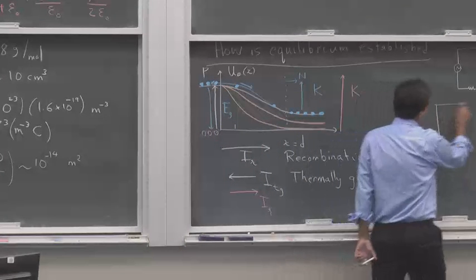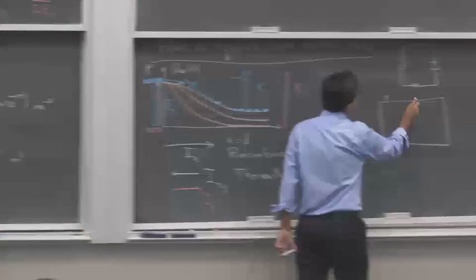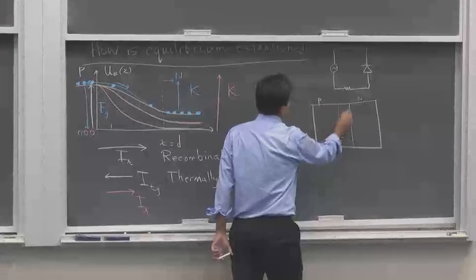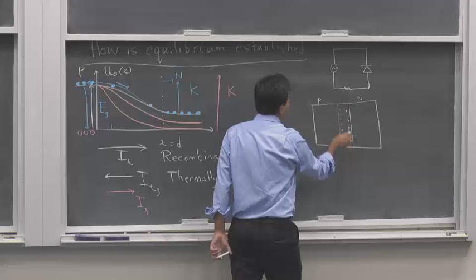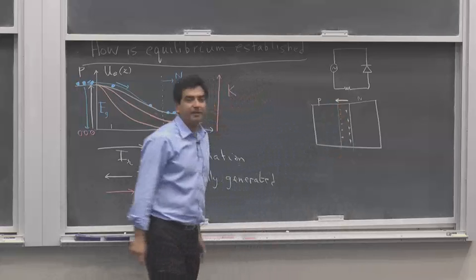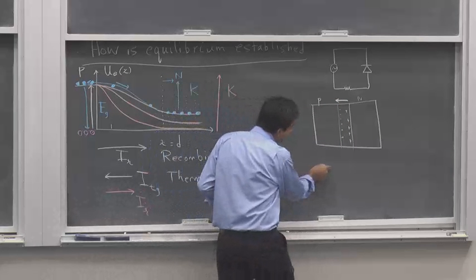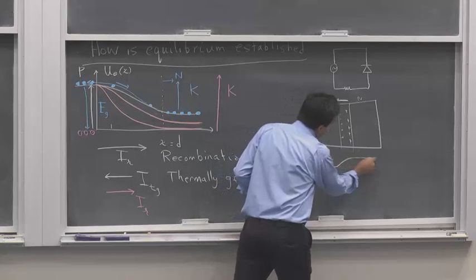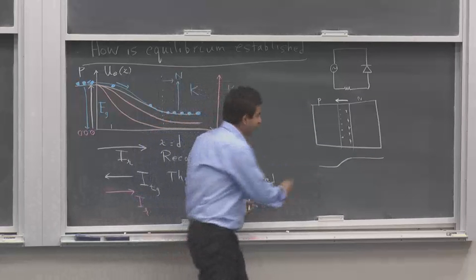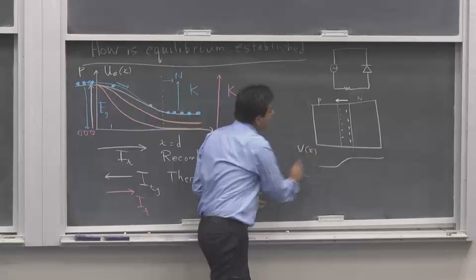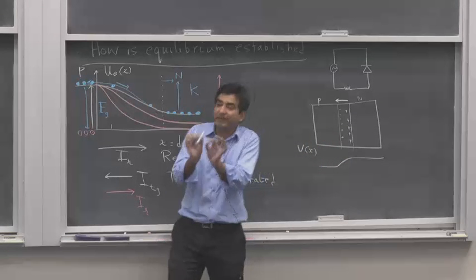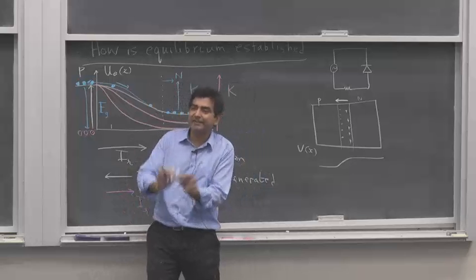Suppose I have a P-N junction, P-N, there's an electric field in here, and of course there's a potential step, right? Now I'm drawing V(x) here, this is a plot of V(x). The potential increases from the P-side to the N-side. Now this is a P-N junction standing on its own, in its entirety.